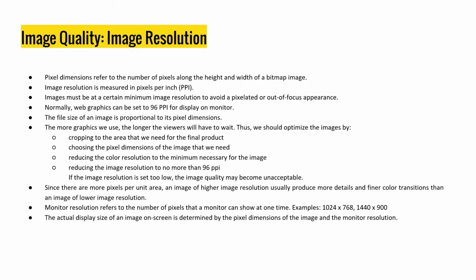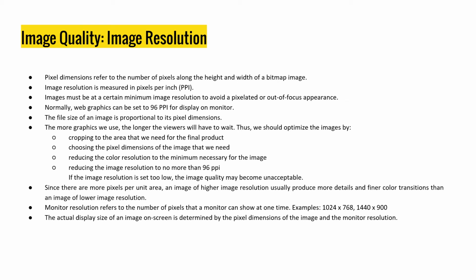Another factor that affects image quality is the image resolution. Pixel dimensions refer to the number of pixels along the height and the width of a bitmap image. Image resolution is measured in pixels per inch, or PPI. Images must be at a certain minimum image resolution to avoid a pixelated or out of focus appearance. Normally web graphics can be set to 96 ppi for display on monitor. The size of an image is proportional to its pixel dimensions. So the more graphics that we use, the longer the viewers will have to wait.